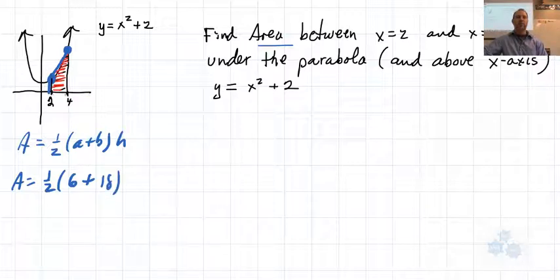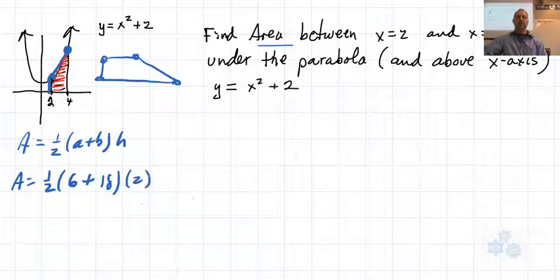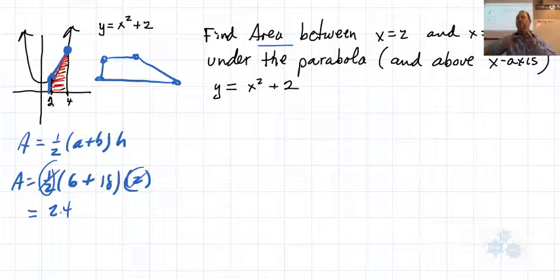Well, the trapezoid is on its side, right? This is what we're doing, something like this. That's the trapezoid tipped over. So between 2 and 4 here is 2 units. So what's the area here? Well, 1/2 times 2, that cancels out. 6 plus 18 is what? About 24 units. That's our ballpark guess just to begin with, not using calculus.